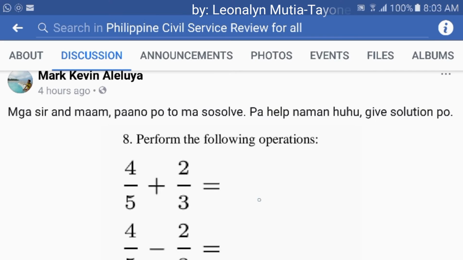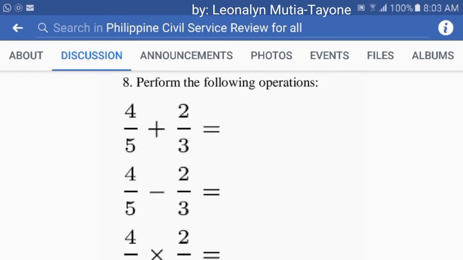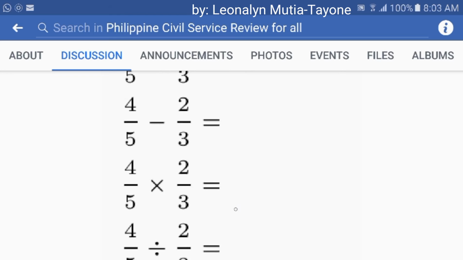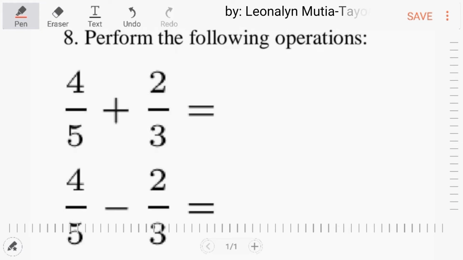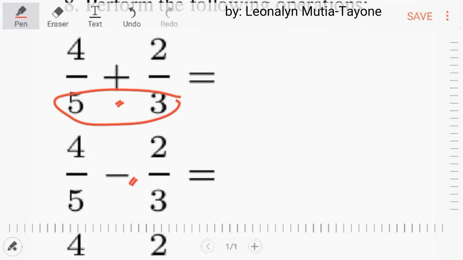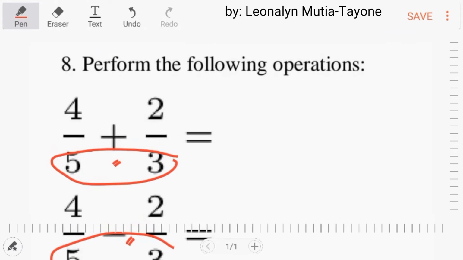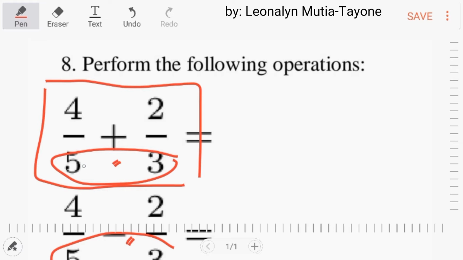Now let's solve this post about fraction, addition, subtraction, multiplication, and division. In fraction, before we can add and subtract, we have to find the least common denominator. First, let us perform this one first. The least common denominator is 15. How to find 15?